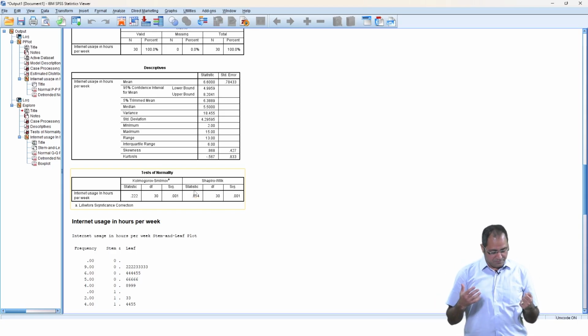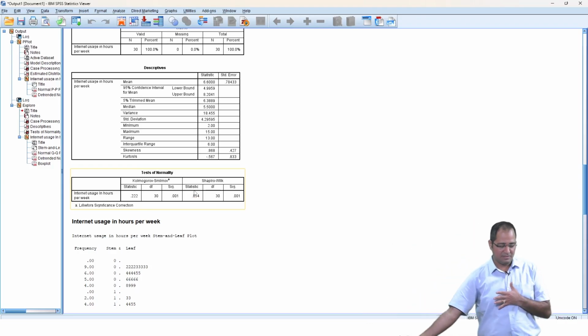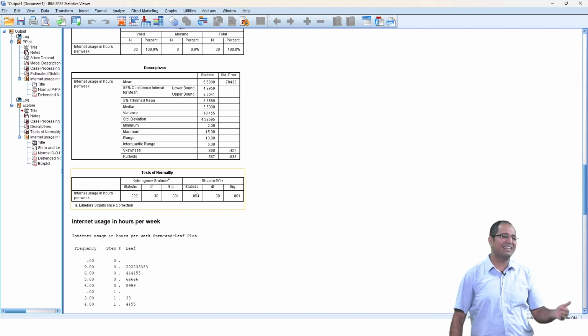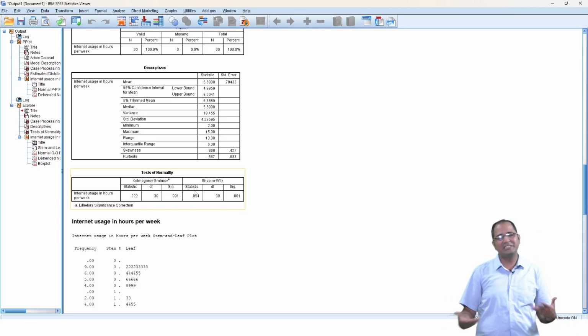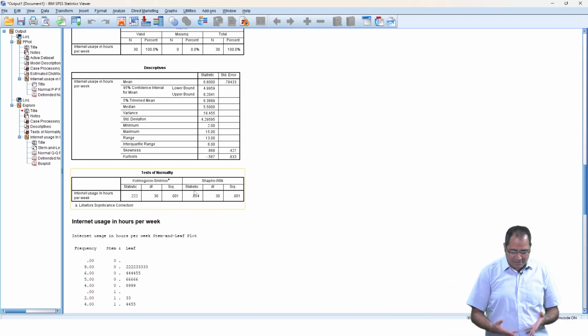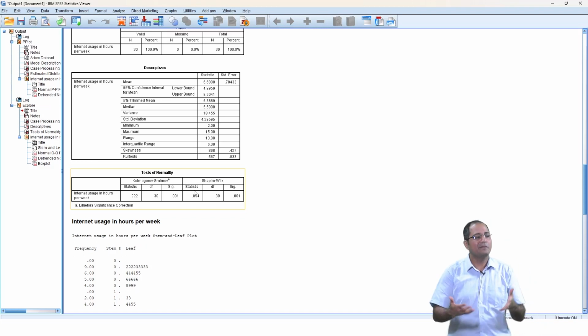Kolmogorov-Smirnov you have to look at if your sample size is greater than 2000, and if it is less than 2000, you have to look at Shapiro-Wilk. Anyways, when the sample size is greater than 2000, you need not worry. So Shapiro-Wilk is for when the sample size is less than 2000. In this case, it is 30.